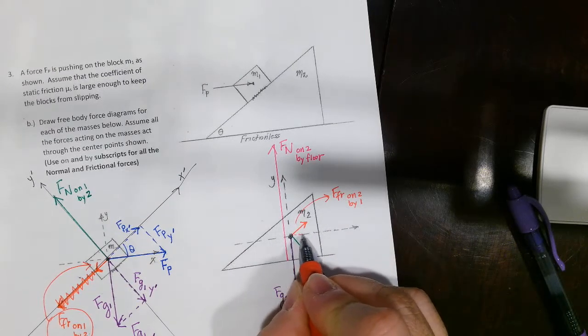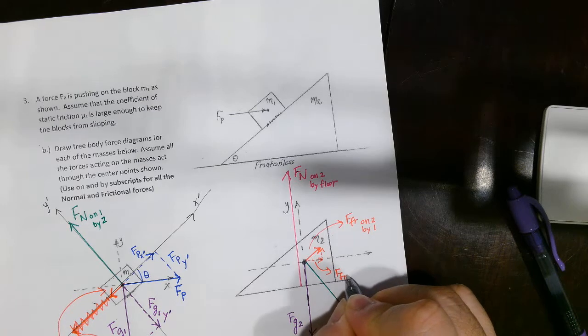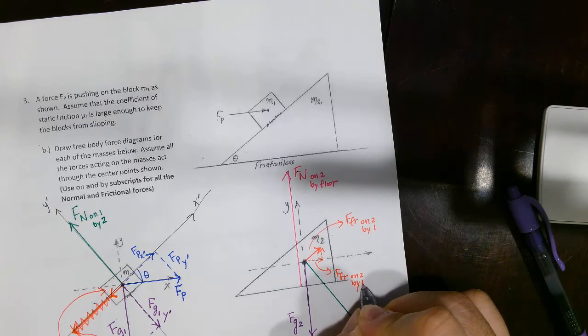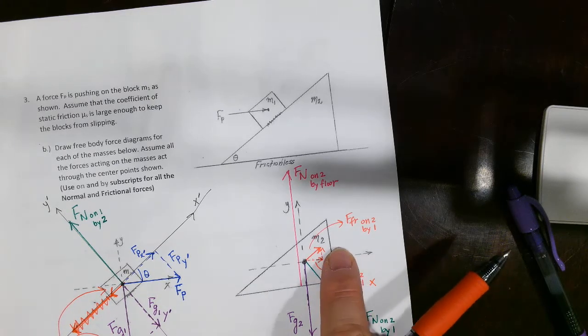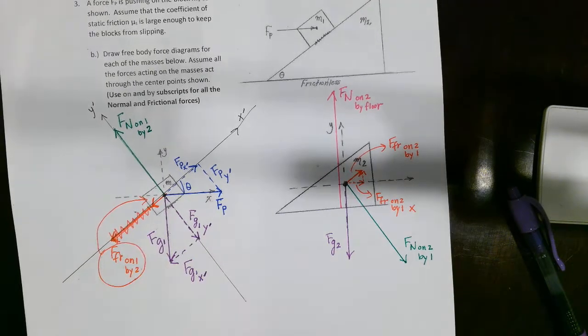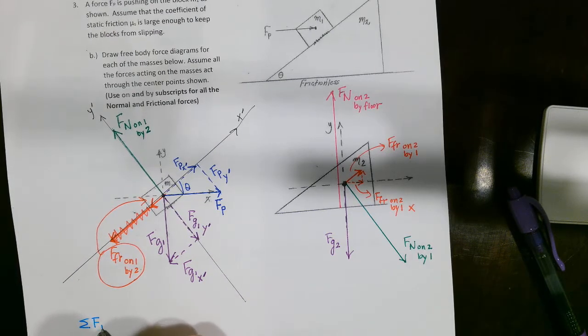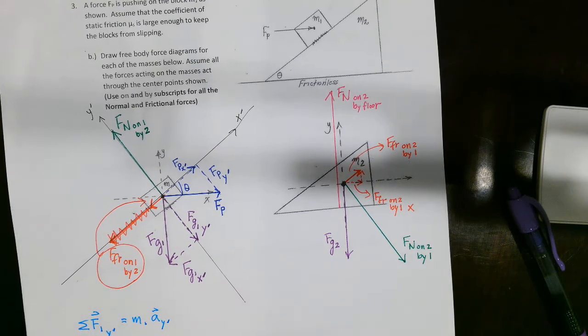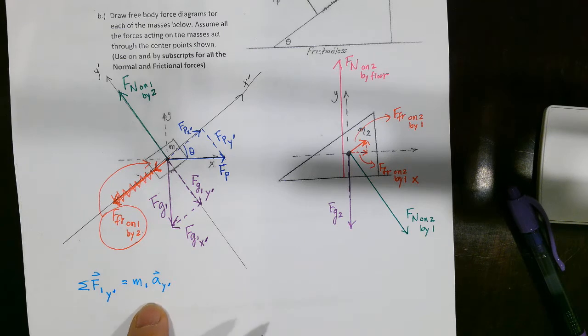So this right here is F friction on 2 by 1 x, and this one is F friction on 2 by 1 y. I'm not going to write that in there. So if I were to take a look at the mass one, let's take a look at the mass one. Sum of all forces for mass 1 in the y prime direction is equal to M1 times AY prime. But you know your acceleration in the Y prime direction will be zero.